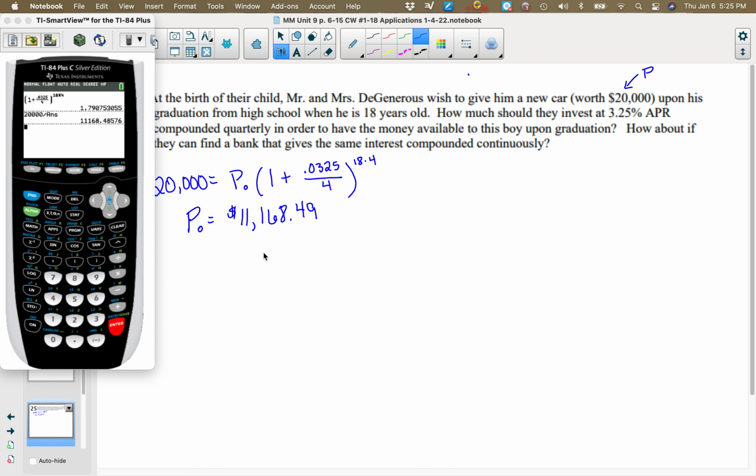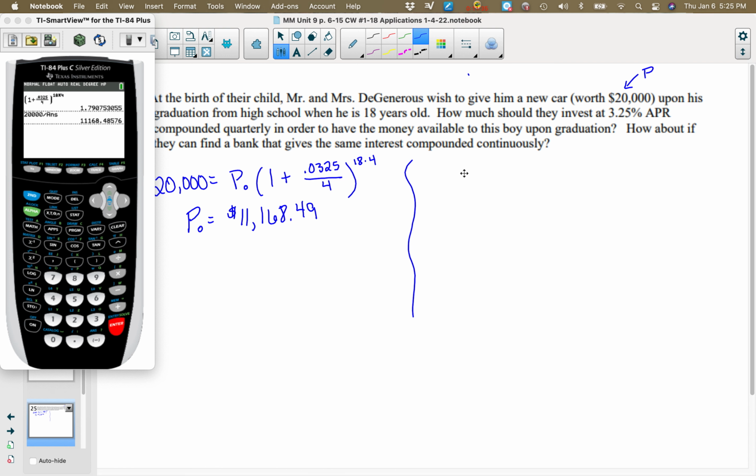Now notice that this means that they're just putting it into the account and leaving it for 18 years. They're not touching it, and they're not putting anything else into it. That's assuming that you can lock in this interest rate and have it for the entire time. So that would be the one way.